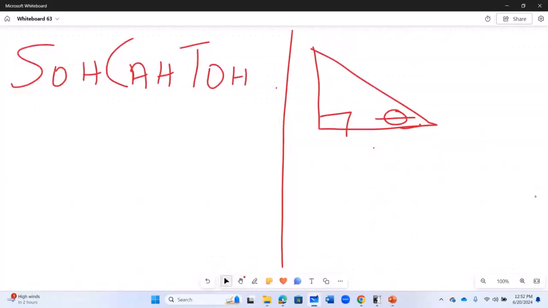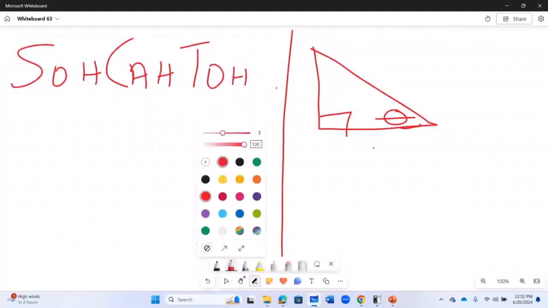All right, so I am going to write that as the opposite to theta. So opposite, because I'm talking about theta. Adjacent to theta. Hypotenuse of theta.